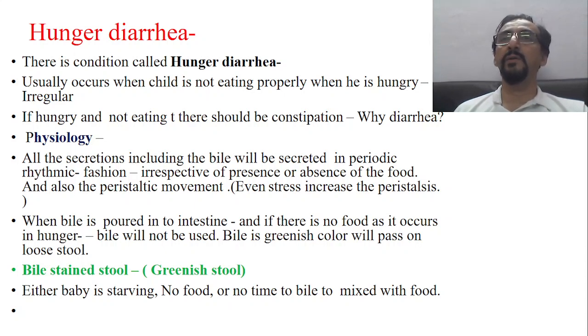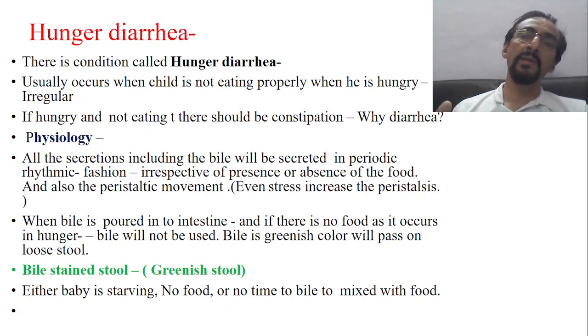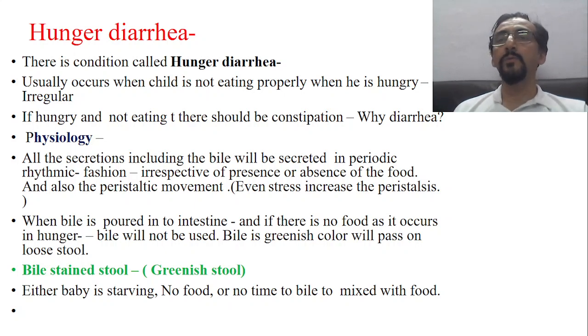Sometimes she is feeding every 3 hours, sometimes every 1 hour, or sometimes she is not feeding at all in the daytime, only feeding at night. So this type of irregularity in the feeding, and when the mother fails to understand that her child is hungry by observing the hunger cues, this problem can occur. So the baby may pass simply a greenish stool, and the mother appreciates it as greenish stool or greenish diarrhea, and actually this condition is nothing but hunger diarrhea.